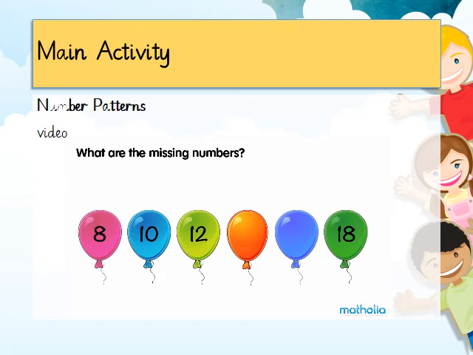What are the missing numbers? 8 plus 2 is 10. 10 plus 2 is 12. In each step, the numbers are going up by 2. 12 plus 2 is 14. 14 plus 2 is 16. The missing numbers are 14 and 16.